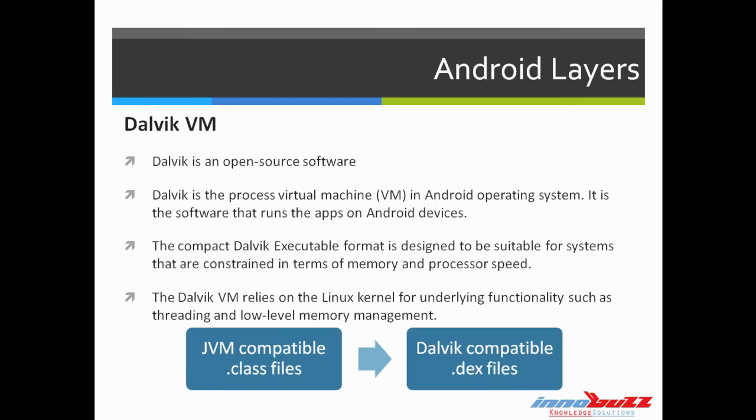The Dalvik VM relies on the Linux kernel for underlying functionality such as threading and low-level memory management. Here, the JVM compatible .class files are converted into Dalvik compatible .dex files, which are in turn run on the Dalvik VM.